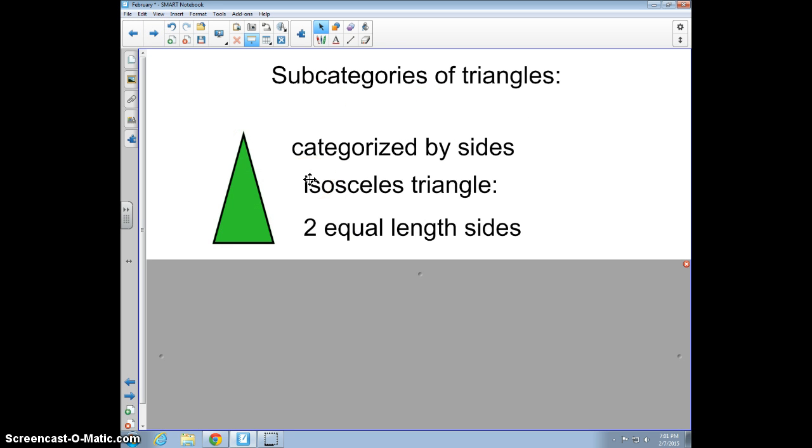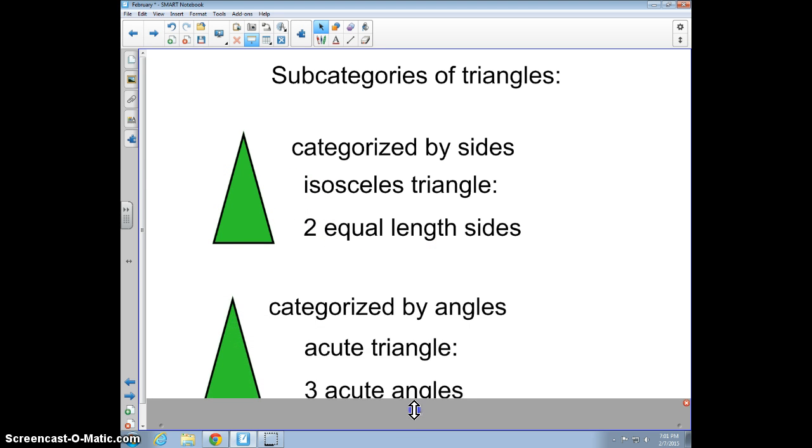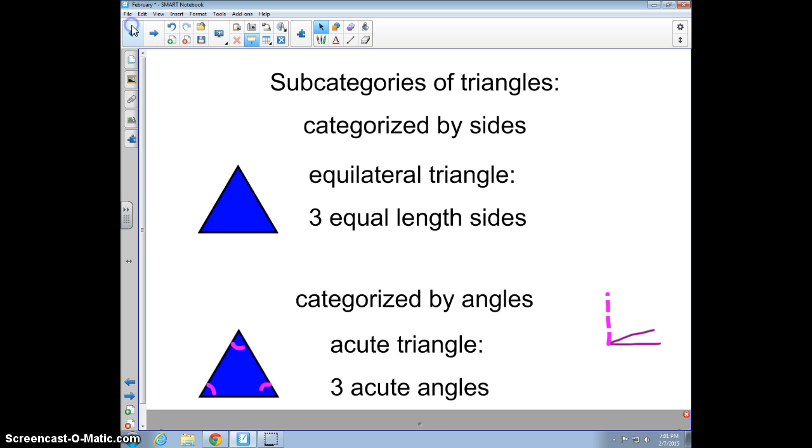Then this green triangle here that we talked about is an isosceles triangle because of its two equal length sides. As we categorize it by angles, it is referred to also as an acute triangle because, again, all three of these angles are acute. So this triangle and this triangle have the same name as we categorize them by angles, but different names as we categorize them by sides.